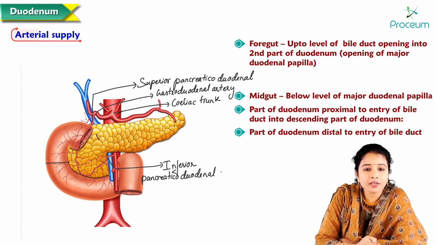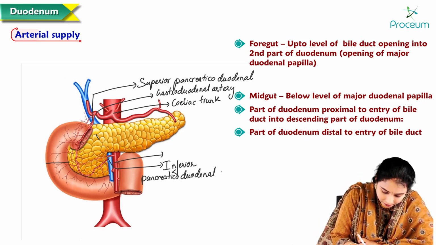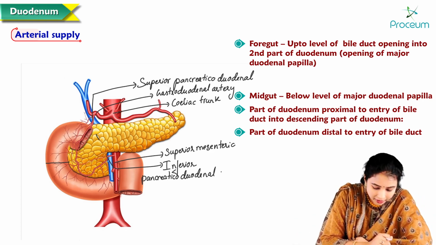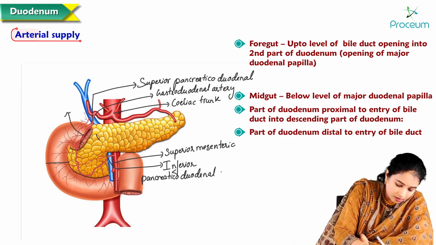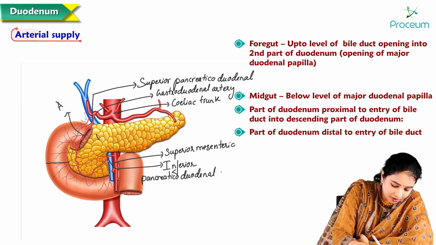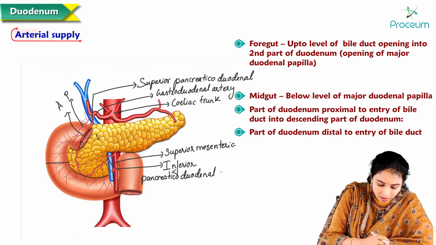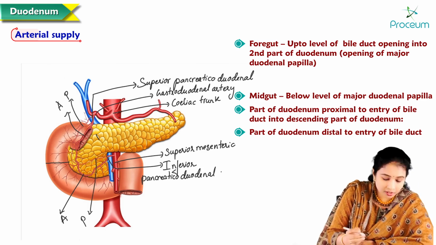So inferior pancreatico-duodenal artery, it is a branch of superior mesenteric artery. So we can see these pancreatico-duodenal arteries are dividing into anterior and posterior branches. So we can see the anterior descending pancreatico-duodenal artery and posterior descending pancreatico-duodenal artery from the superior aspect. From inferior also, the inferior pancreatico-duodenal arteries are again splitting into anterior and the posterior branches.